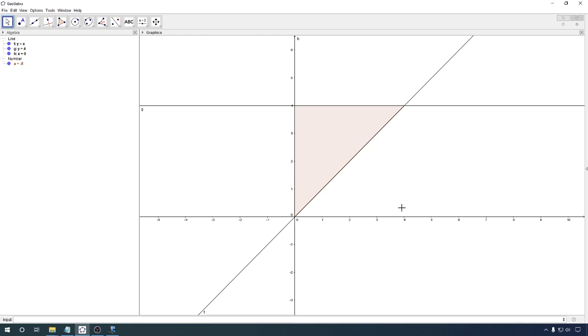If we want to set this up as a type 1 region, keep in mind we're looking at cross sections where we keep x constant. We're going between two functions. Y equals a function of x, so the bottom here is just y equals x. The top here is y equals 4. Those are the two functions that we're dealing with. The x values we need to keep in mind are going from 0 to 4. If we had a more complicated one, you might actually have to solve for what this intersection point is. But of course, if y equals x and y equals 4, then x has to be 4 as well.